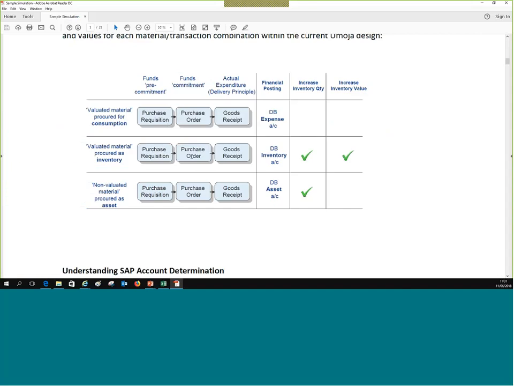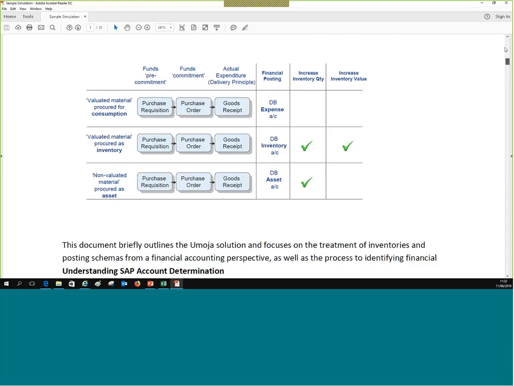When you acquire for inventory, you increase quantity of inventory and you increase inventory value. And you are debiting inventory at the goods receipt. When you are acquiring fixed assets, for example, you are increasing quantity in inventory, but you are not increasing inventory value because the value of the asset is managed in the fixed asset area. Sorry. So this is a very good job aid.